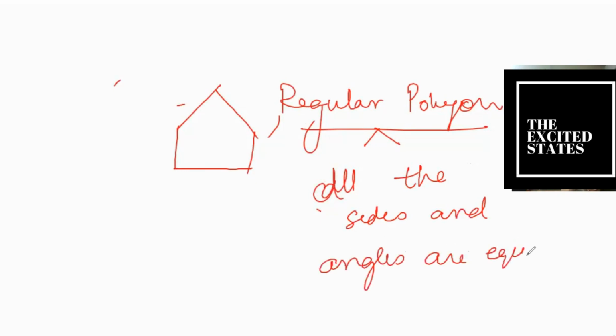Can you tell me what will be 5 times. First you have to find out what will be the sum of angles of a polygon, a pentagon. Sum of angles of a pentagon is what?